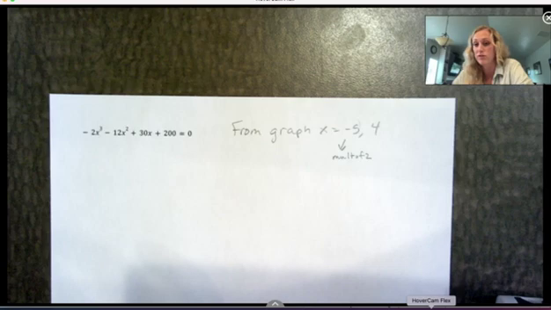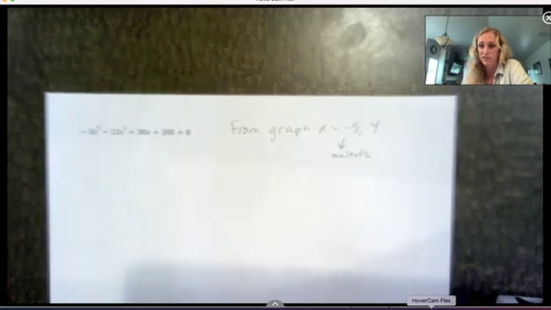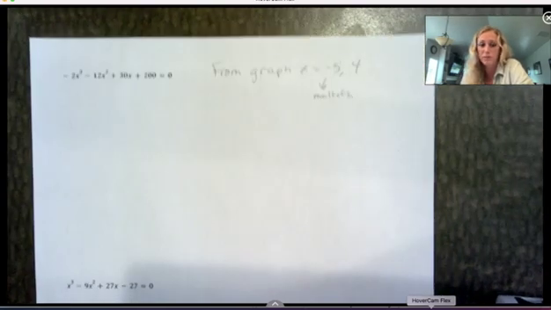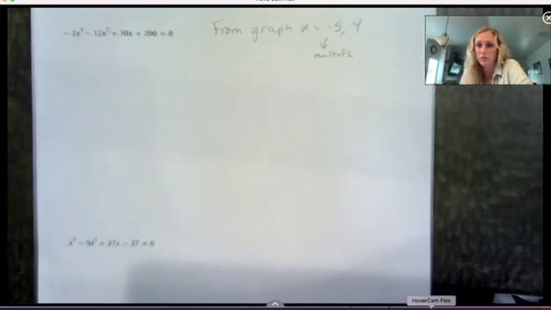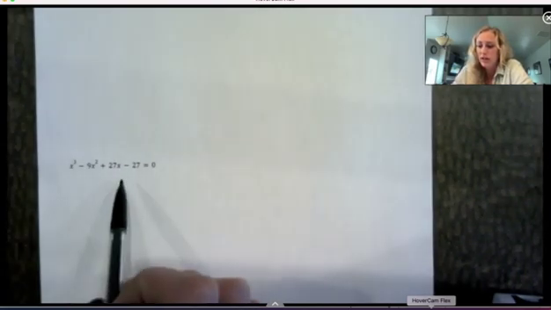And I was able to get all of those from the graph. I don't necessarily have to use synthetic division. You can, and it will just verify that those are the zeros, okay? But if it's really clear from the graph, you don't need to do the algebra to get it as well. All right. Let's try this one.